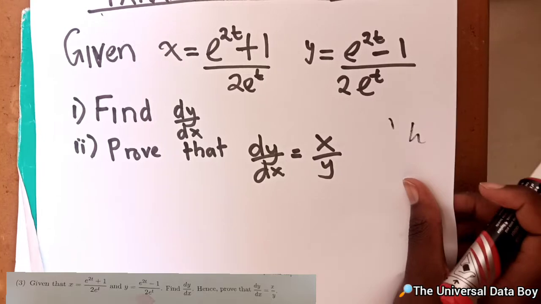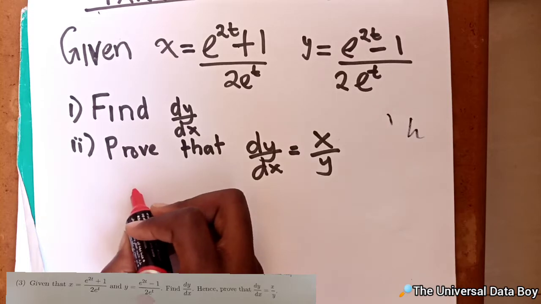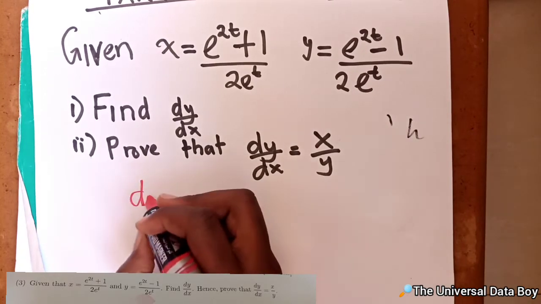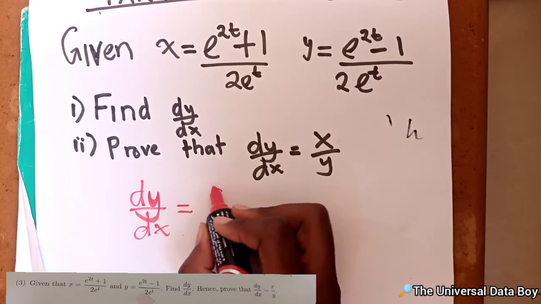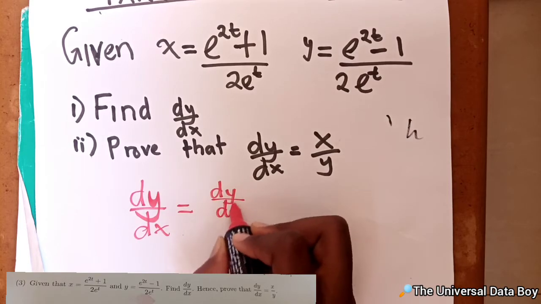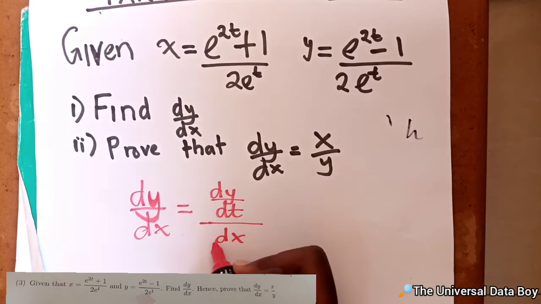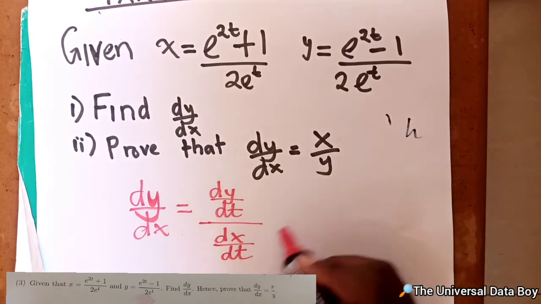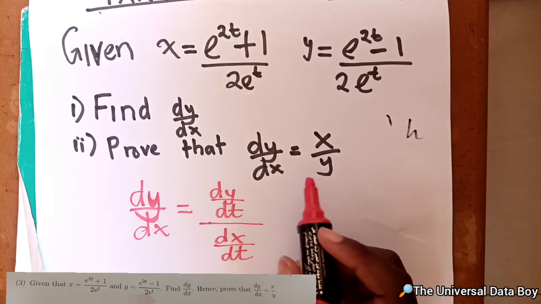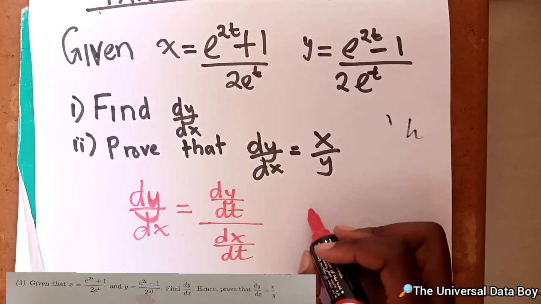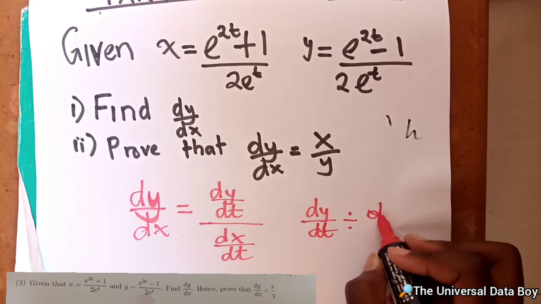So the gist about parametric equations is that when finding dy by dx, you're going to differentiate dy by dt and then divide it by dx over dt. And then this is just basic parametric equations. So you differentiate y with respect to t, then x with respect to t. This is just analogous because what's happening here is we have dy by dt being divided by dx by dt.